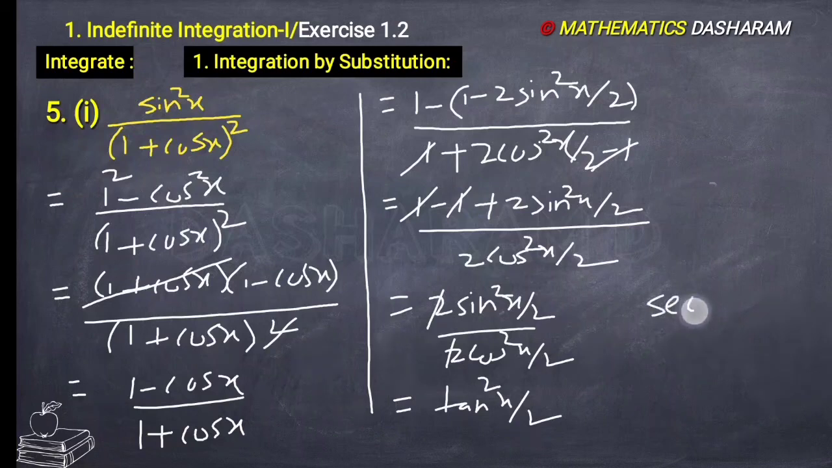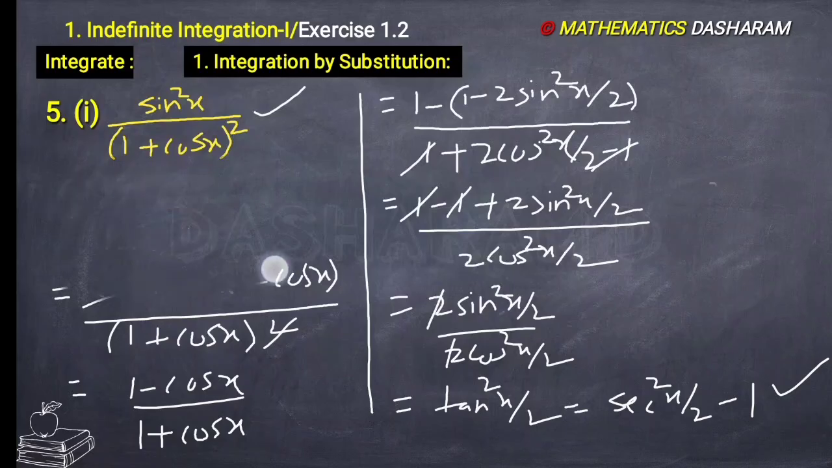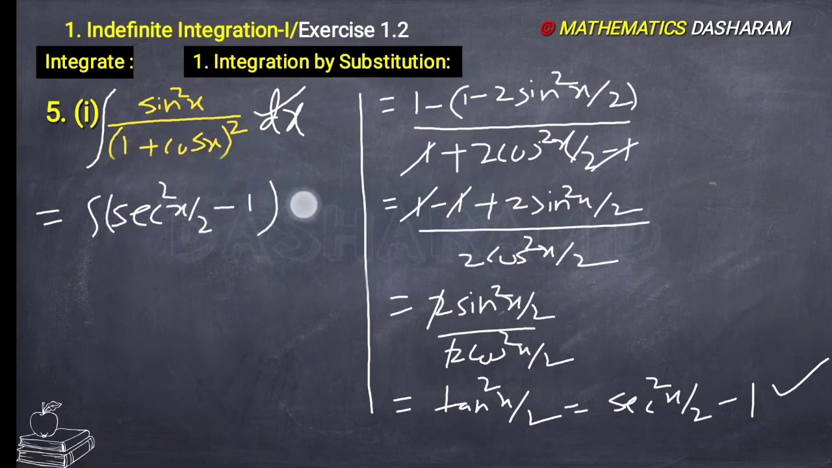But the identity is what? Secant square x by 2 minus tan square x by 2 equals 1. From this, tan square x by 2 can be written as secant square x by 2 minus 1. So the given question simplified is secant square x by 2 minus 1. Now let us apply the integration. So integration dx equals integration of its simplified form, secant square x by 2 minus 1, whole dx.